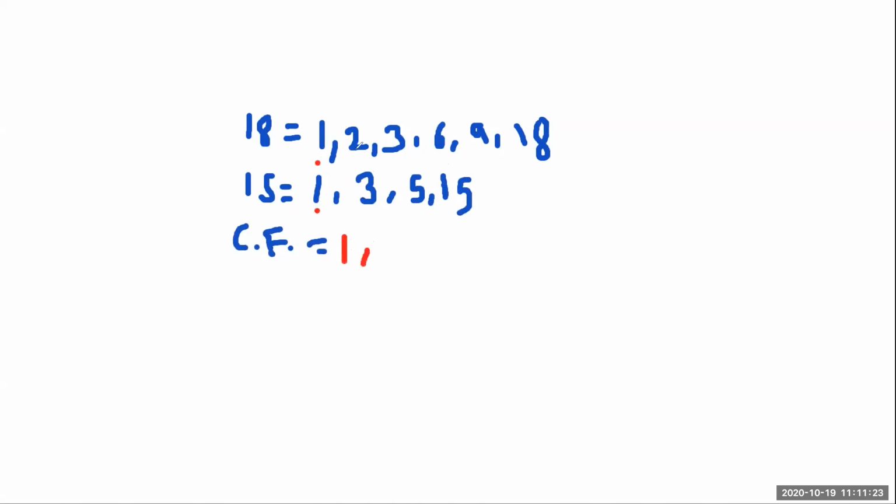Now 2 is there in 18, but 2 is not there in 15. So 3 is there in 18 and 3 is there in 15 as well. So 3 is also a common factor. Now 6 and 5, 9, 15, no any other common factor. Now what is the highest common factor amongst these two numbers? What it is? 3. So 3 is the right answer.